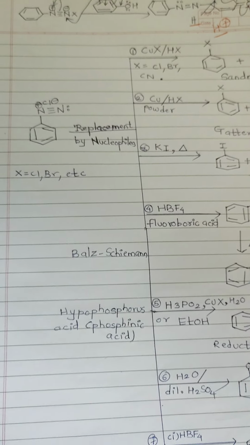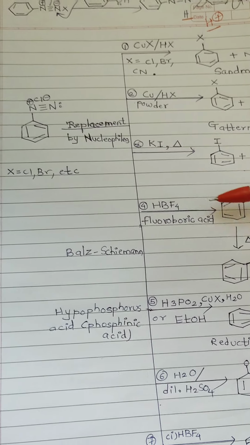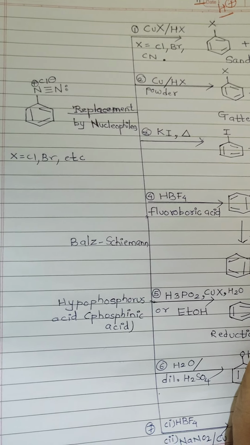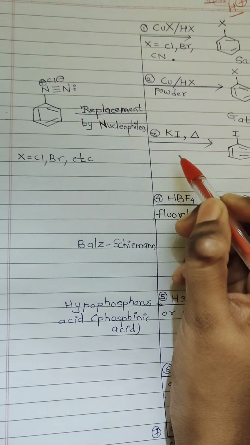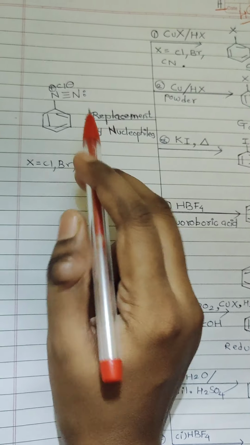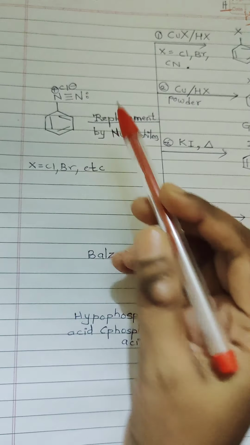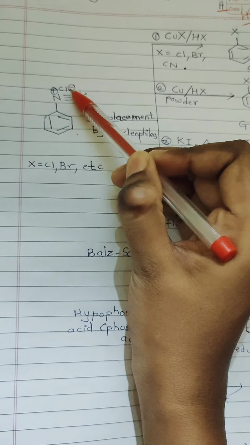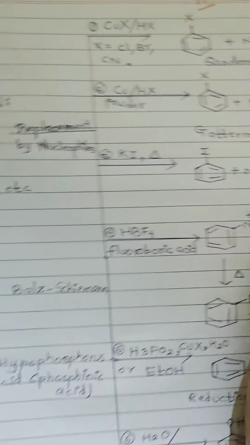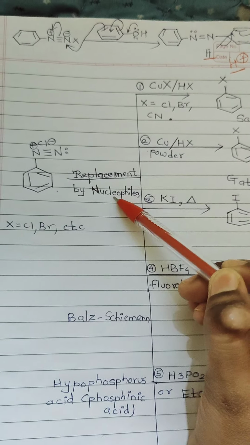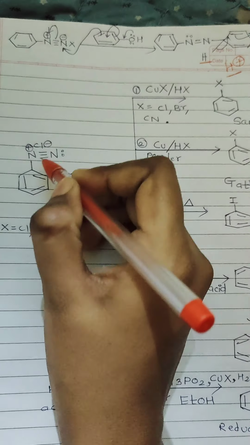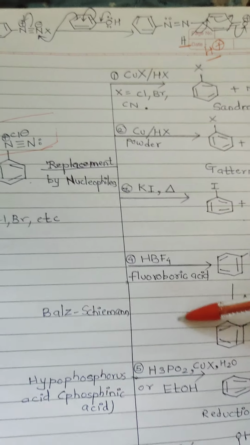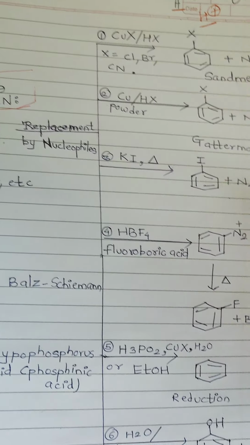Next we'll see the basic reactions. These are the main and basic points required for any exam, for any competitive exam. You can consider these notes. This is the diazonium salt, where X will be Cl or Br, etc. These are the replacements by nucleophiles. This group gets replaced by different nucleophiles directly.